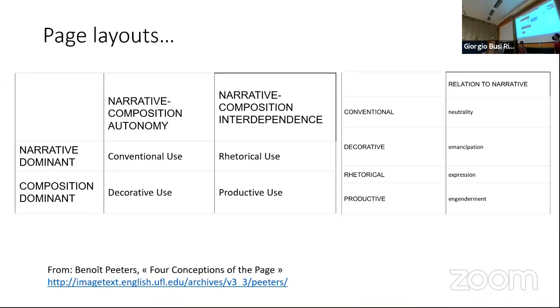This is probably familiar to those of you who work on comics, and maybe less familiar to those of you who are just starting out in comic studies, but it's this wonderful categorization of page layouts, depending on whether the textual narrative is dominant or the composition is dominant. That's by Benoit Peeters. There's an English translation, and basically the idea was that there are four different kinds of page layouts: the conventional, the decorative, the rhetorical, and the productive.